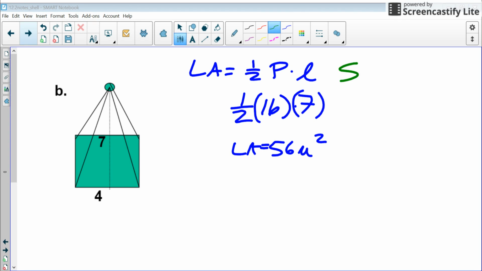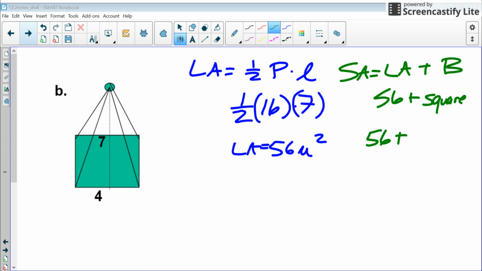To find our total surface area, we just need to take our lateral area and add whatever our base is. In this case, our base is that square at the bottom. So it's just going to be 56 plus the area of that square. So 4 by 4 square, so its area will be 16. And the total surface area will be 72 units squared. Okay, so we'll do some more practice in class, but that concludes 12.2.